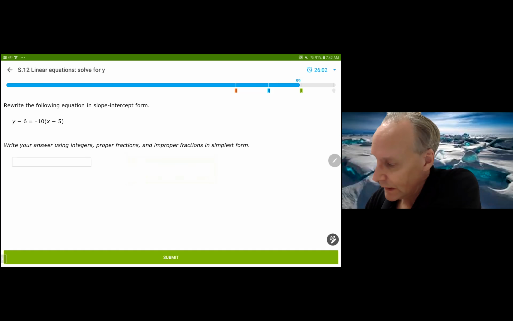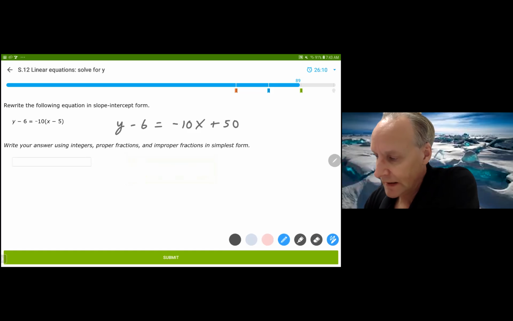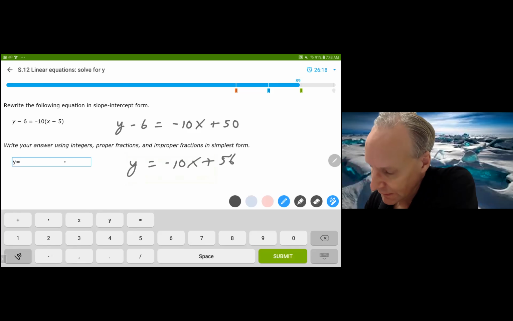This is y minus 6 is equal to negative 10x plus 50. And we're going to add 6. So we're going to get y equals negative 10x plus 56. I'm going to go really fast. Maybe I'll get done. Y equals negative 10x plus 56. Don't have to put the spaces in for that one.